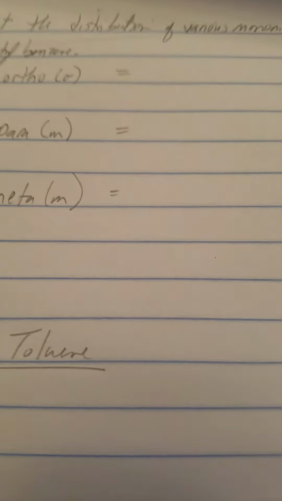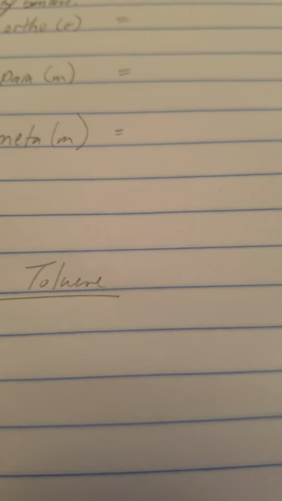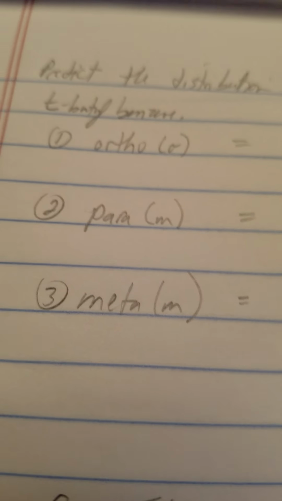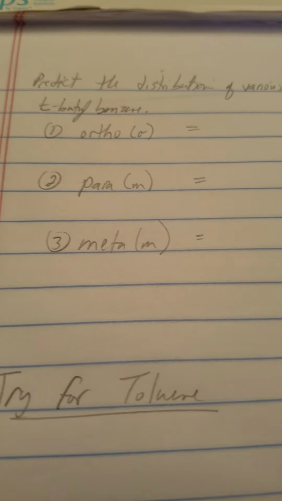Now another thing you can do with this is you can predict what percent of your products are going to be ortho, para, and meta. If you have an ortho para director, then of course those are going to be the higher numbers and you expect their percentages to be higher. And then of course the meta would be lower, and vice versa if it's a deactivating substance. So let's look at tertiary butyl benzene for an example.